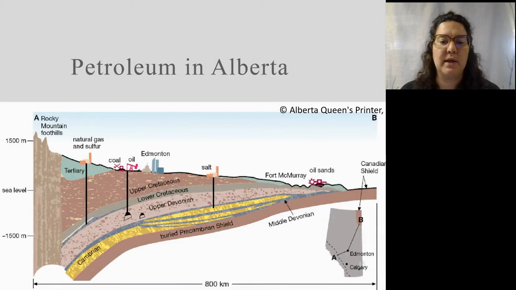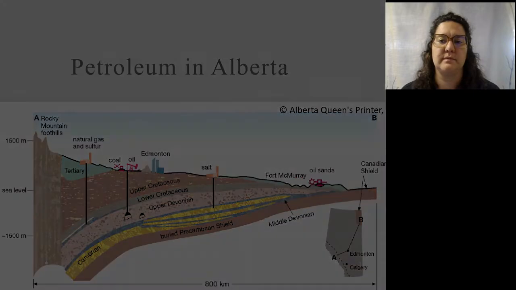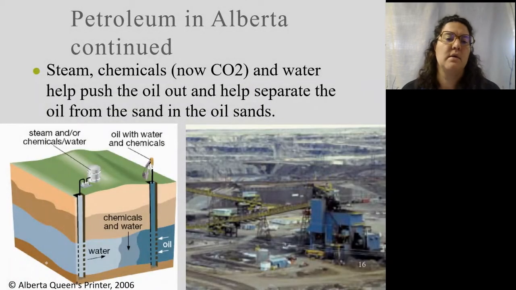So petroleum in Alberta can be close to the surface, like in Fort McMurray, where you can take it out of the oil sands, or it can be buried deep underground. So we need to drill down and take it out with pumps. In Alberta, we use steam, chemicals, and now we can use liquefied carbon dioxide and water to help push that oil out and separate the oil from the sands in the oil sands.